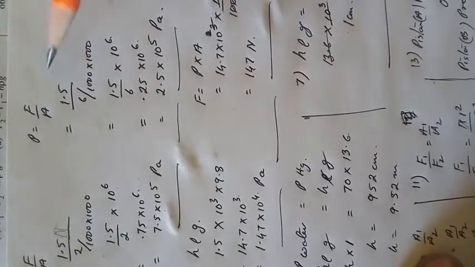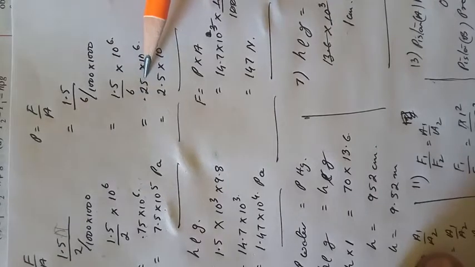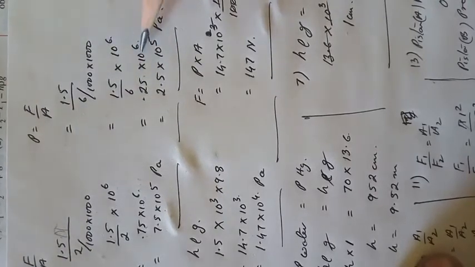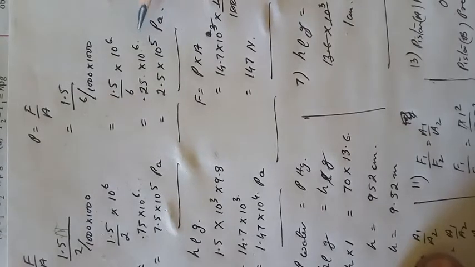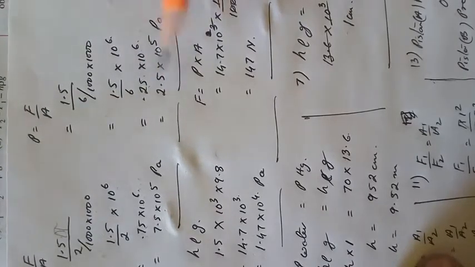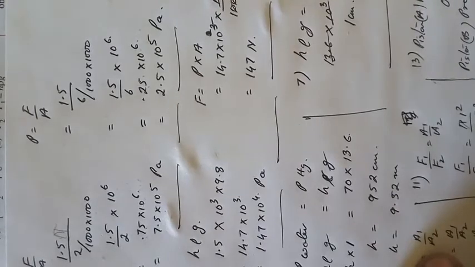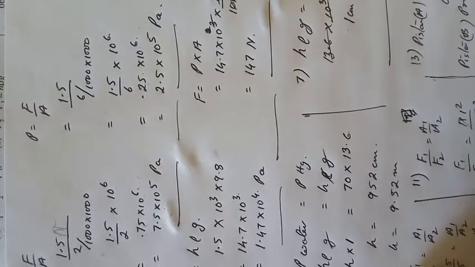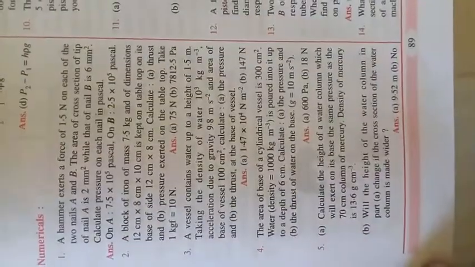The same goes for the next part. Pressure is force by area, force by 6 into 10 to the power 6, and when you divide this, it comes to 0.25 into 10 to the power 6. Now 10 to the power 6 will be 10 to the power 5 into 10. That 10 multiplies with this and becomes 2.5. Is that clear? Fine.